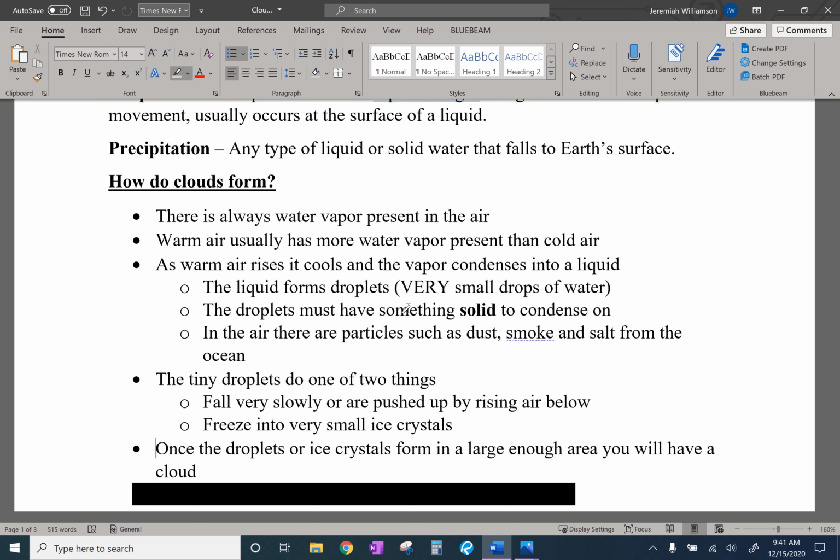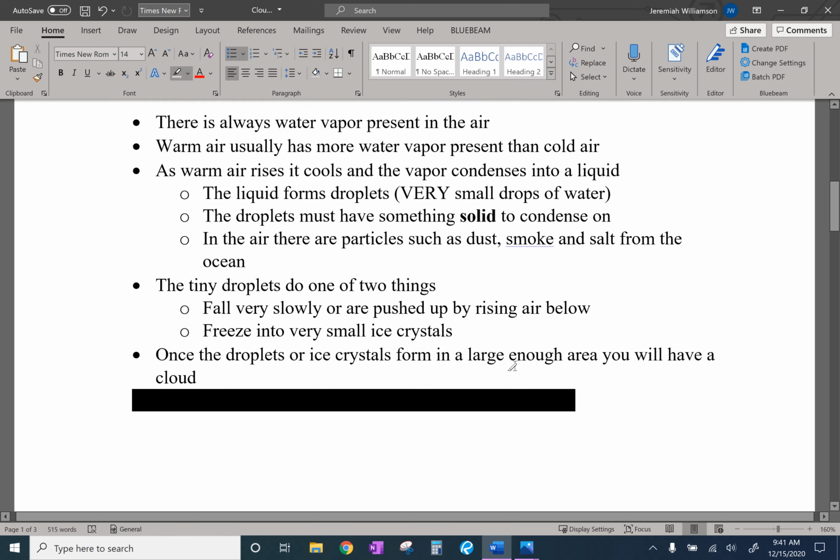And a cloud is just like fog, only higher up in the sky. And in our springtime months or our fall months, especially if you live near the river, it'll get really foggy next to the river, and then as the sun comes out, you'll start to see that fog go up into the sky, and it may just form clouds, or it may just spread out to where you can't really see it. But once the droplets or ice crystals form in a large enough area, that essentially is a cloud.